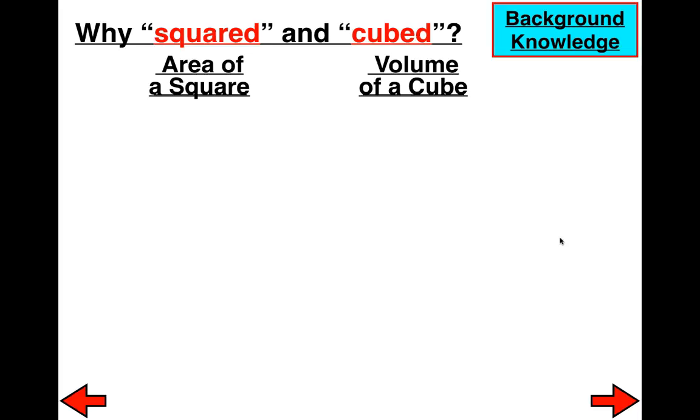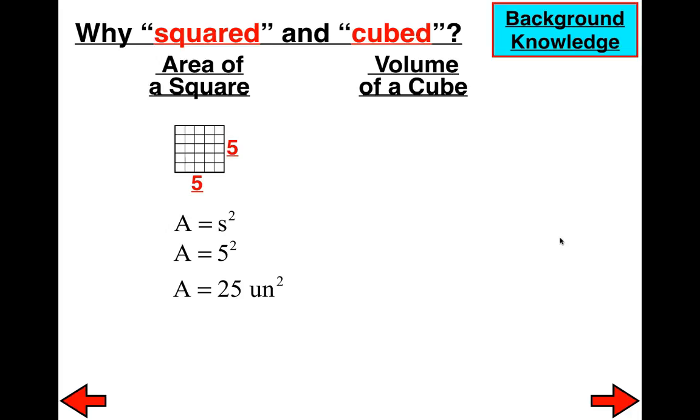Well, if you think about the area of a square and the volume of a cube, this is what's going to happen. When you find the area of a square, well, first of all, we understand squares have the same length and width. So if you were to find the area, you would be doing 5 times 5, which is essentially 5 squared, which would give you your 25 units squared.